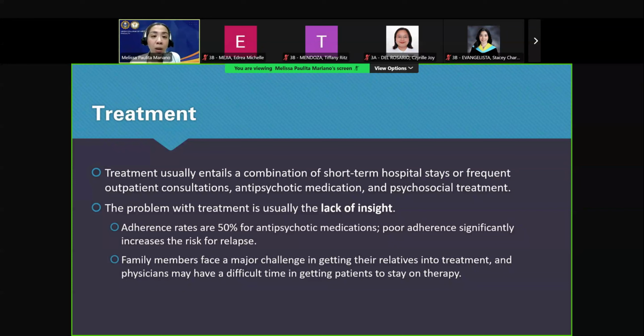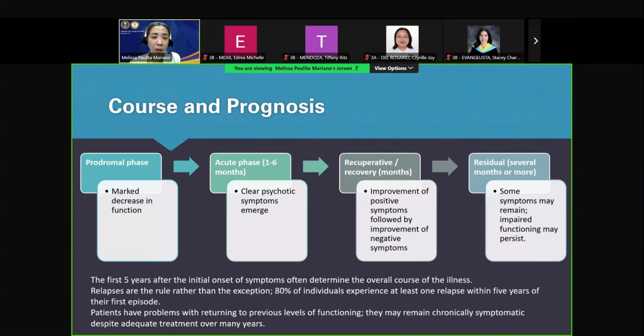Even when family members want their relatives to get better, usually it entails a lot of pushing, a lot of prodding, a lot of arguments. And even doctors may have a difficult time getting patients to stay on track when it comes to treatment. Because of this, the course and prognosis of people with schizophrenia is not very good. It's quite poor. We look at the typical course of a patient with schizophrenia in this slide.